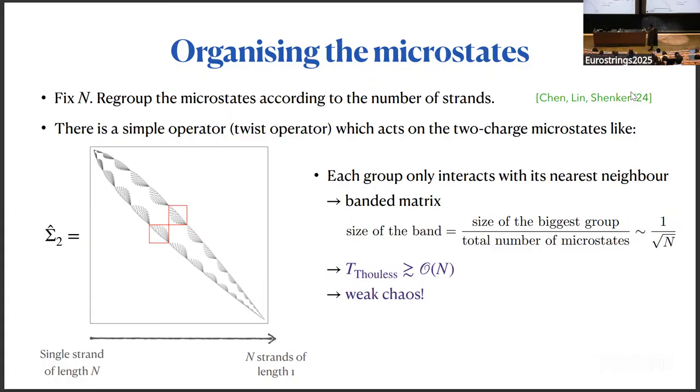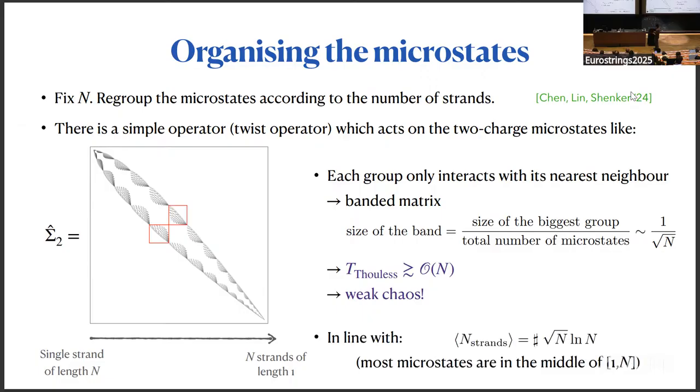As N goes to infinity, the band becomes smaller and smaller. So it means that microstates have fewer and fewer partners to interact with, and so the Thouless time is going to become bigger and bigger. And therefore, they show that this should correspond to a weak chaos system. This is also in line with the fact that the mean length of the strands is proportional to square root of N log N, which means that the most typical microstate sits somewhere in the middle, between 1 and N.